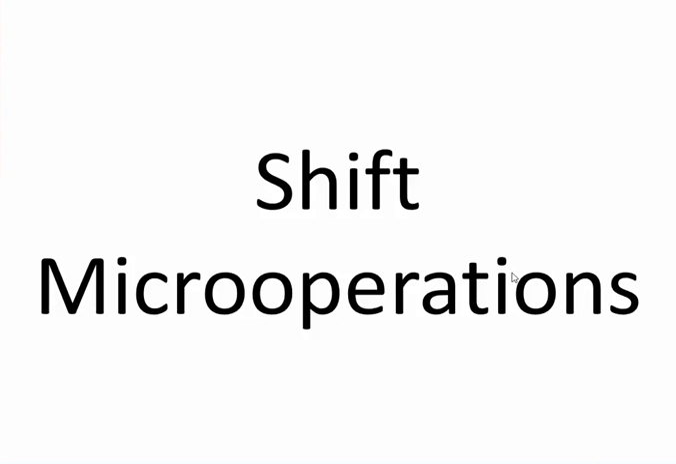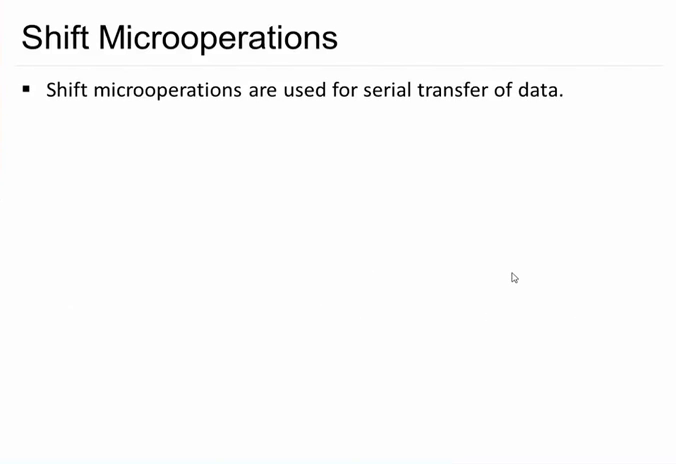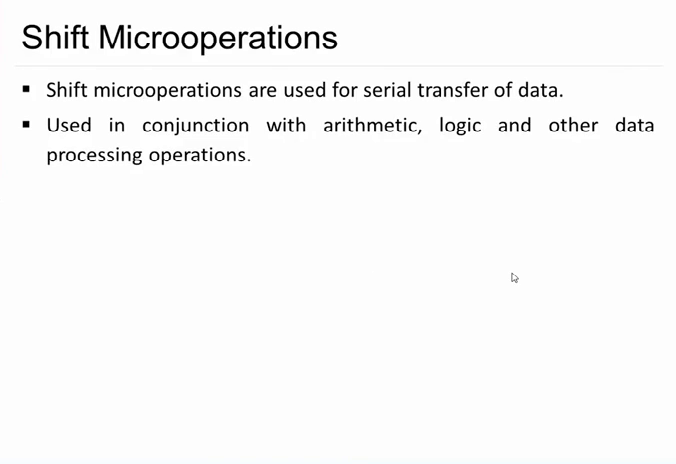Hello everyone, in this session we'll discuss shift microoperation. Shift microoperations are used for serial transfer of data into the registers. They are also used in conjunction with arithmetic and logical operations which we discussed earlier. Combining arithmetic operations with logical operations and performing some shift operations will give some desired outputs.